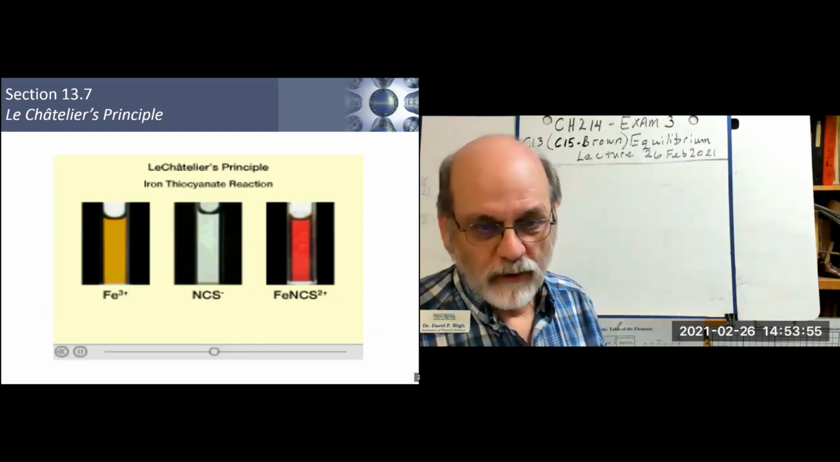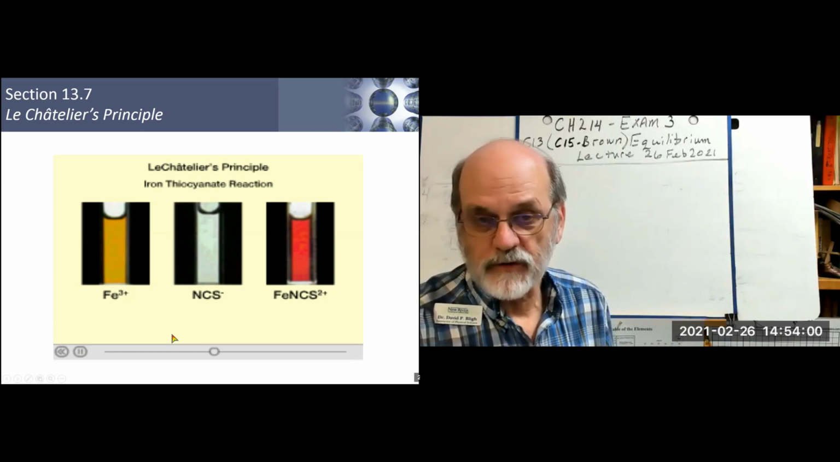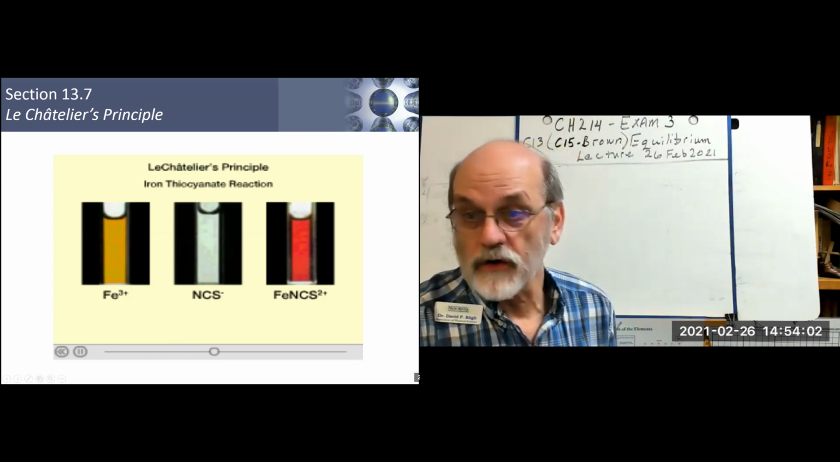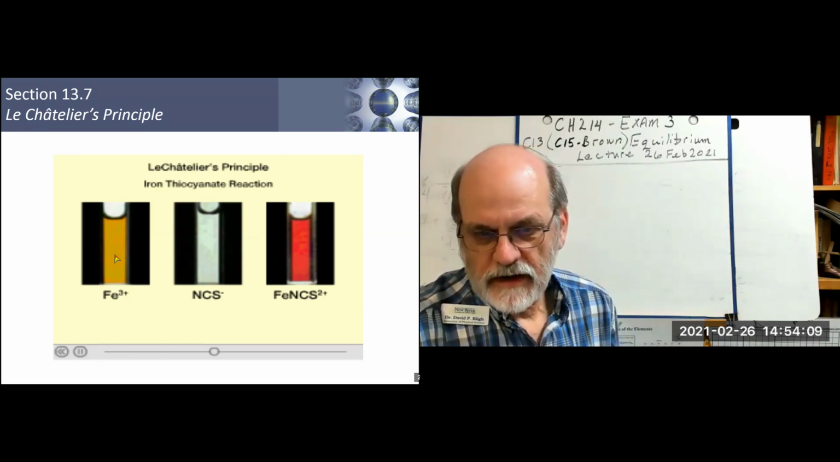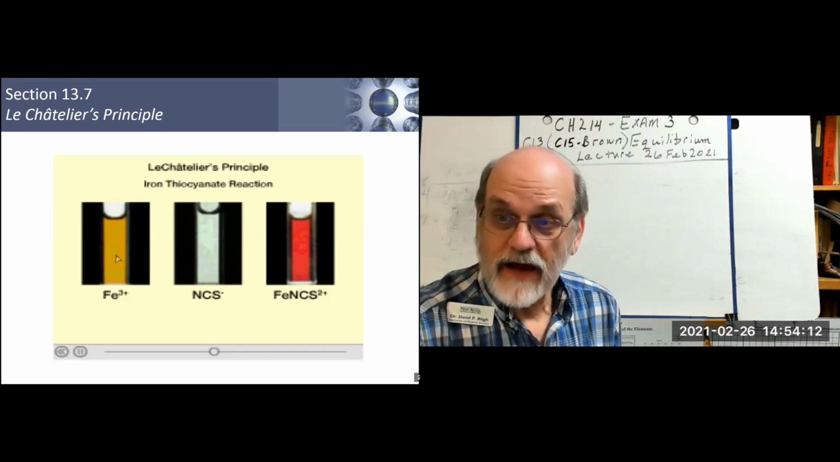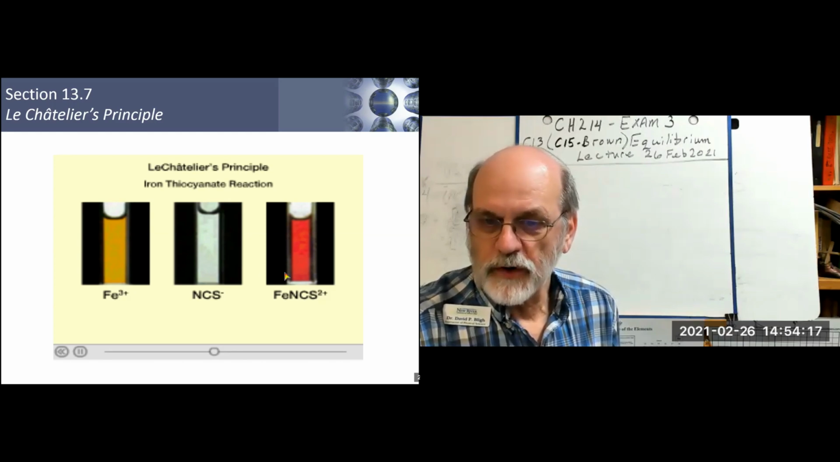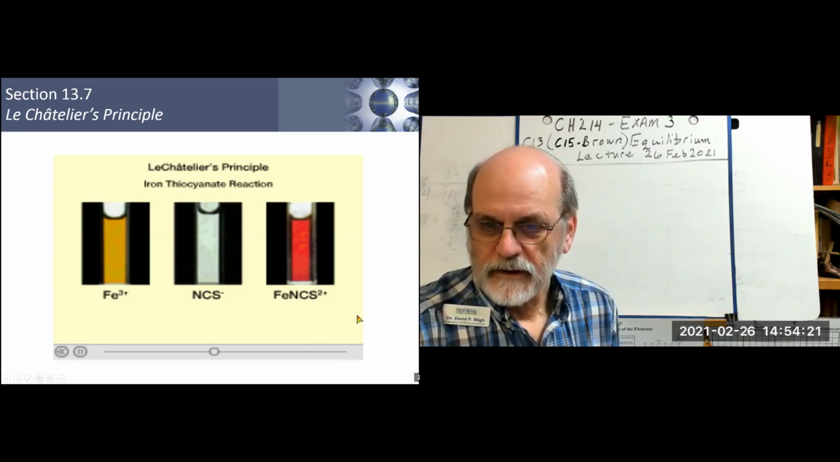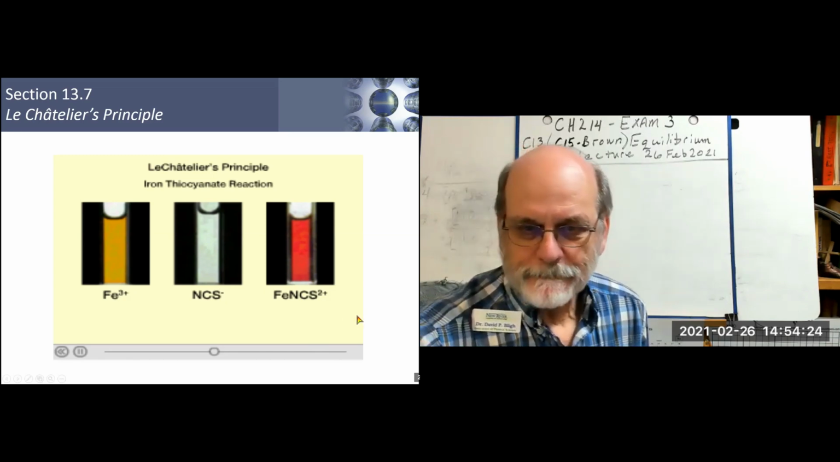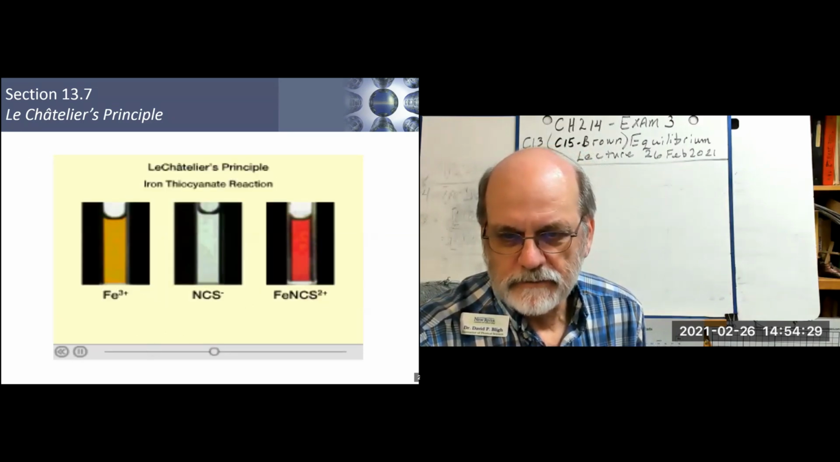So here we have an example. This is not going to play because it's written in a language that's no longer supported, right? A flash video. But what happens is this iron, that previous reaction we studied, iron looks yellow, thiocyanate is clear. When you put them together, you get a red substance. Oh, that one's going to do it too.